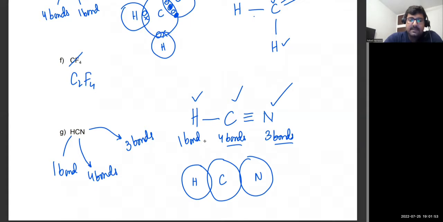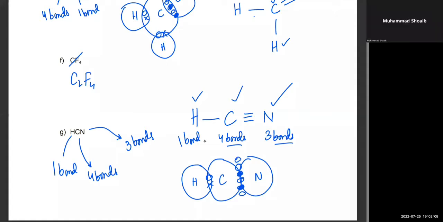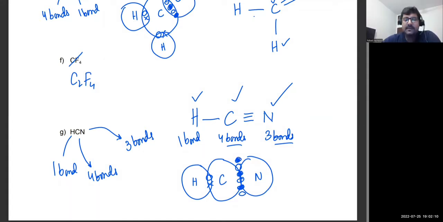So here there's 1 bond. Over here there's a triple bond. So there's going to be 3 electrons each, and then the remaining electrons. Carbon should have 8 electrons, so it has 8 electrons around it. Hydrogen can only have 2 electrons. Nitrogen should have 8 electrons as well. So there are 2 electrons left for nitrogen, and that's the dot and cross diagram.